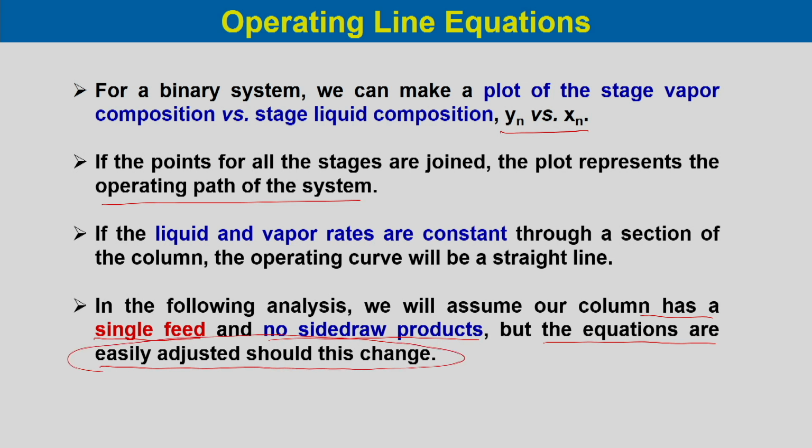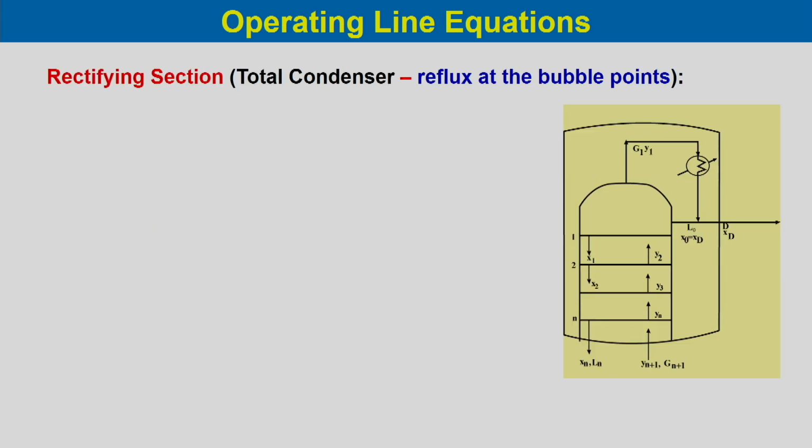So, no side draw product, single feed. When we have multiple feeds or side draw products, these equations can be easily adjusted to those conditions, which we will discuss in the later part of our lectures. Now, we will consider the rectifying section to find out the operating lines, and consider a total condenser. So, the reflux is at the bubble point.